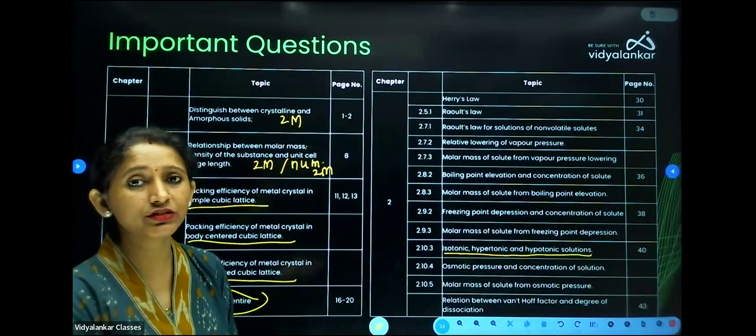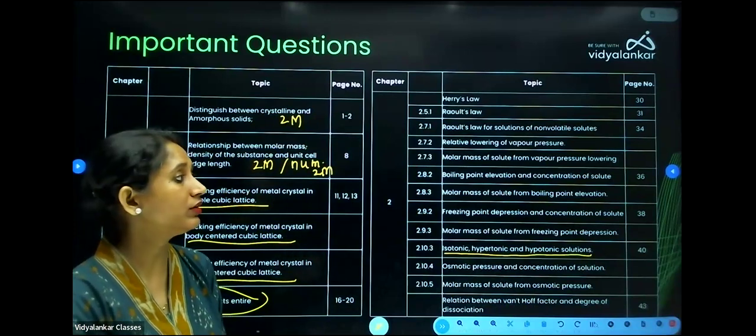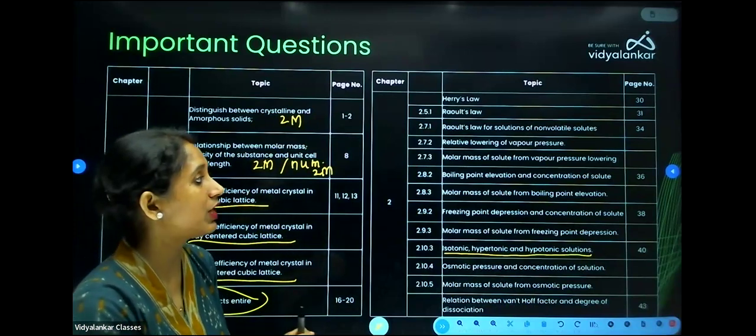As I said, this chapter is also very important for derivations. So what are the derivations in the chapter?